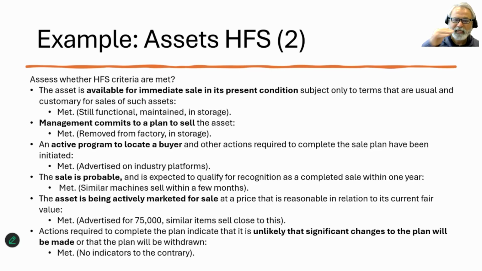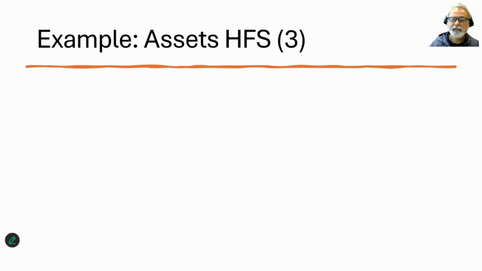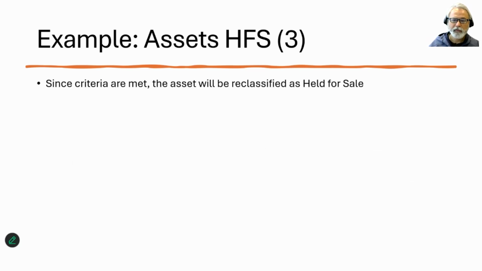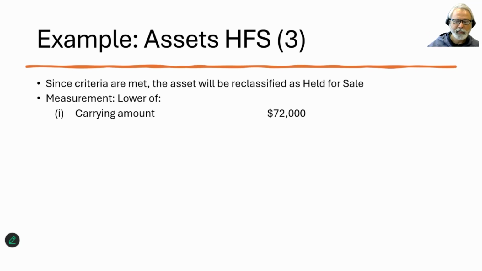So once we've established that the held for sale criteria are met, then we would reclassify the machine to held for sale. And on reclassification, we shall measure it at the lower of carrying amount. So carrying amount is cost minus the accumulated depreciation, in this case given as 72,000, or fair value less cost to sell.